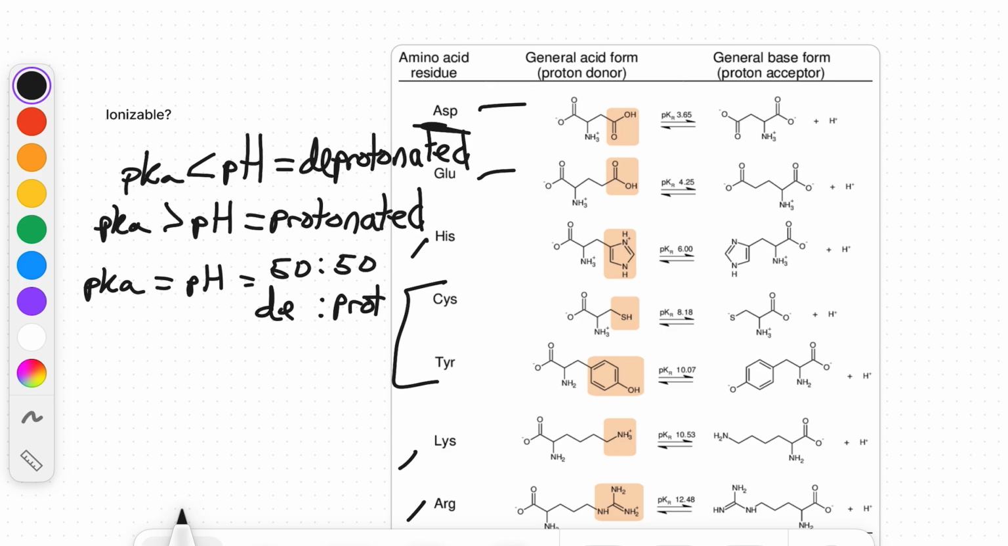Okay, and the opposite is the case for when pKa is above pH, and then pKa equal to pH is our 50-50.